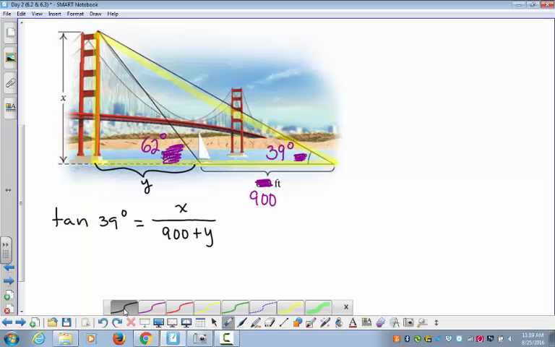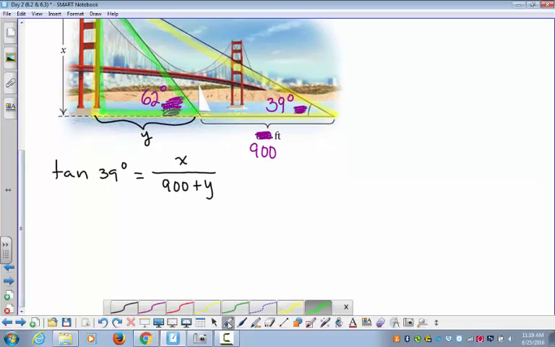And then we're going to focus on the inner triangle. That inner triangle will give us a second equation. So the inner triangle is going to be that one. And that second equation will be tangent of 62 equals x over y. So those are our two equations, two unknowns. We can use elimination or substitution. Our goal is to solve for x.